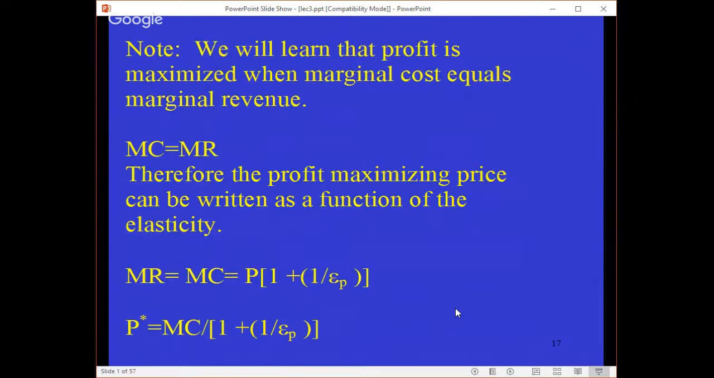So, and we're going to prove this later on, but right now I just want to show you this so we can get to this one right here. Therefore, the profit maximizing price can be written as a function of the elasticity. So marginal revenue equals marginal cost, and I know marginal revenue is equal to this here, right? So marginal revenue equals marginal cost equals this, what we just showed. So therefore, I can solve for P in this case. I get price is equal to marginal cost divided by 1 over 1 plus the elasticity of demand.